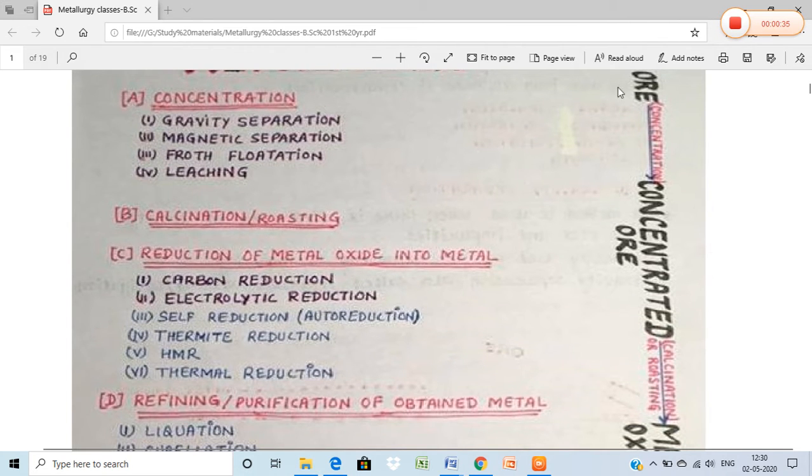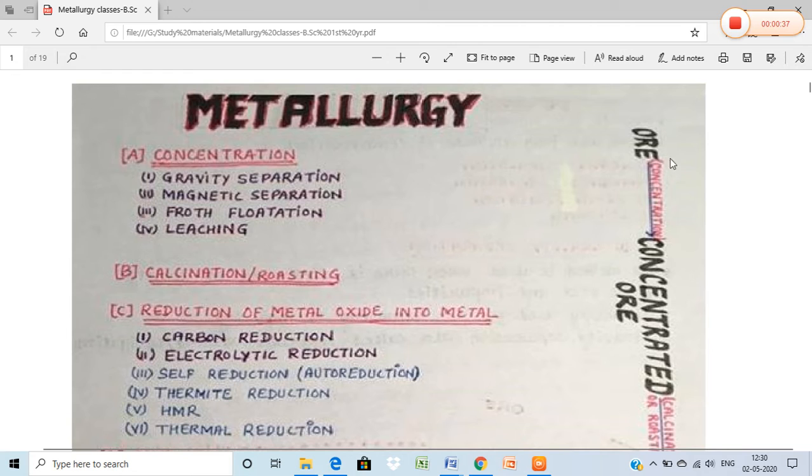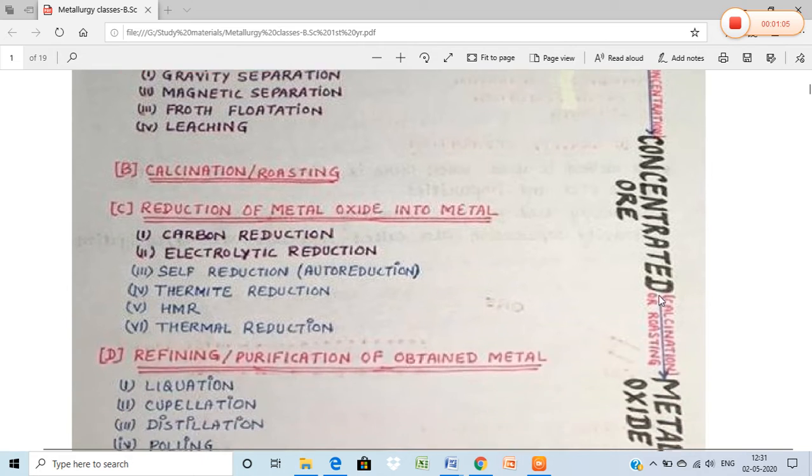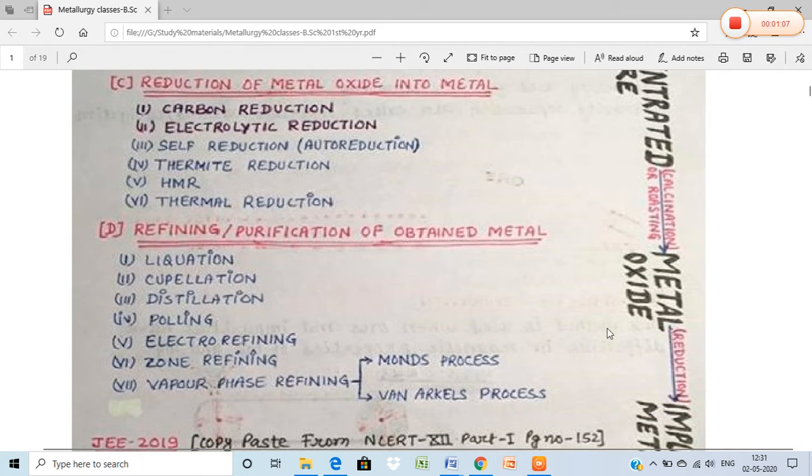So the major processes involved in metallurgy are given in a short note. The ore which we find in the earth's crust is concentrated to get the concentrated ore. Concentration uses processes such as gravity separation, magnetic separation, flotation, and leaching. After getting the concentrated ore, we do the calcination or roasting process, and after that we get the metal oxide.